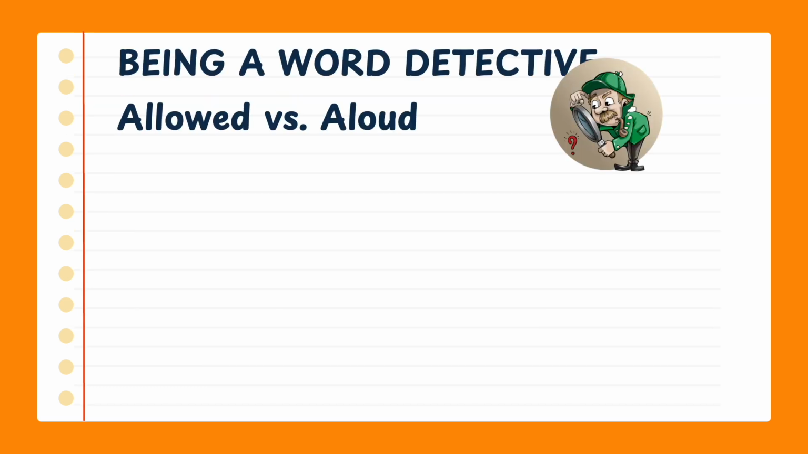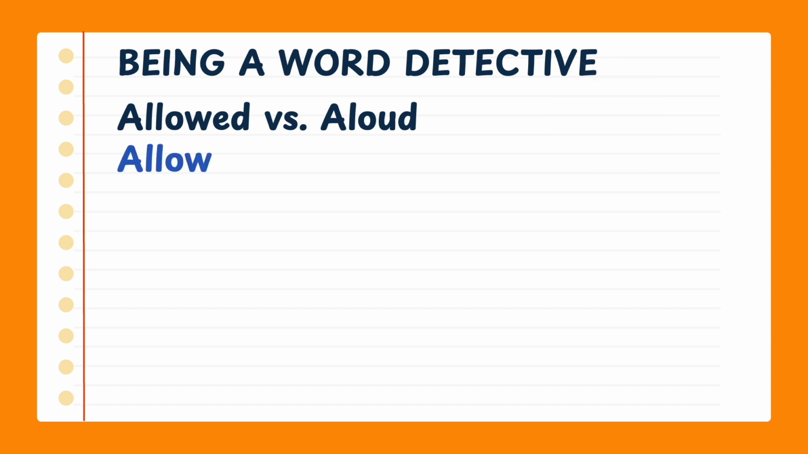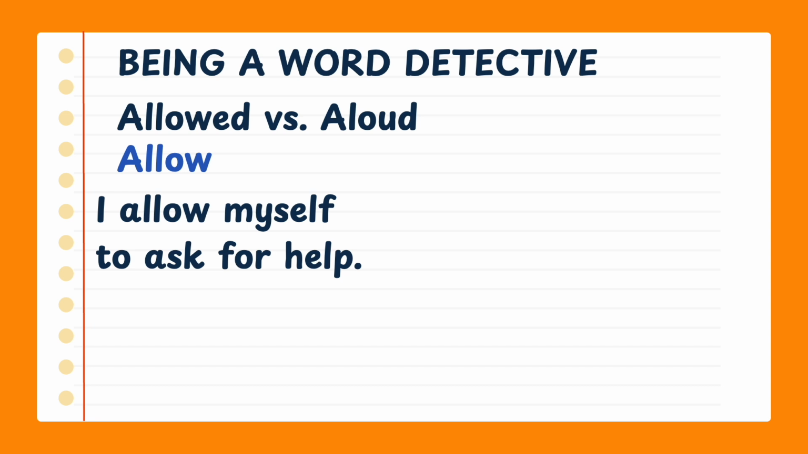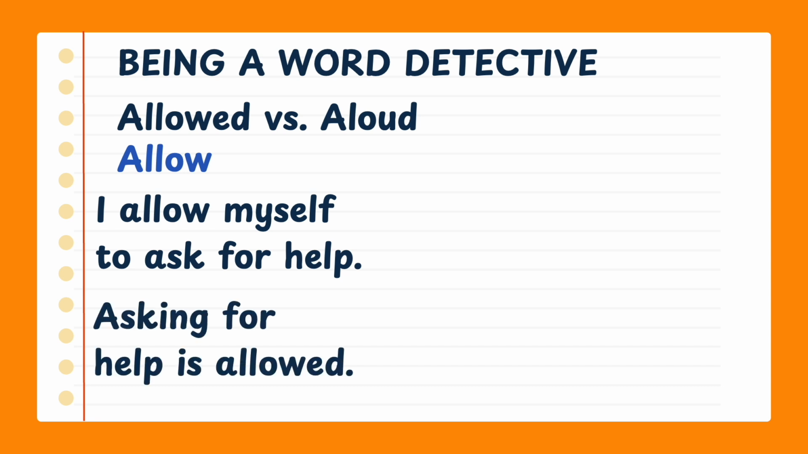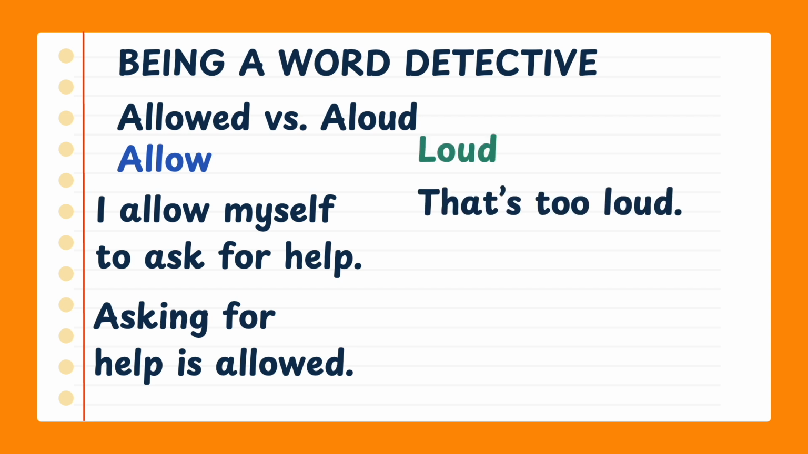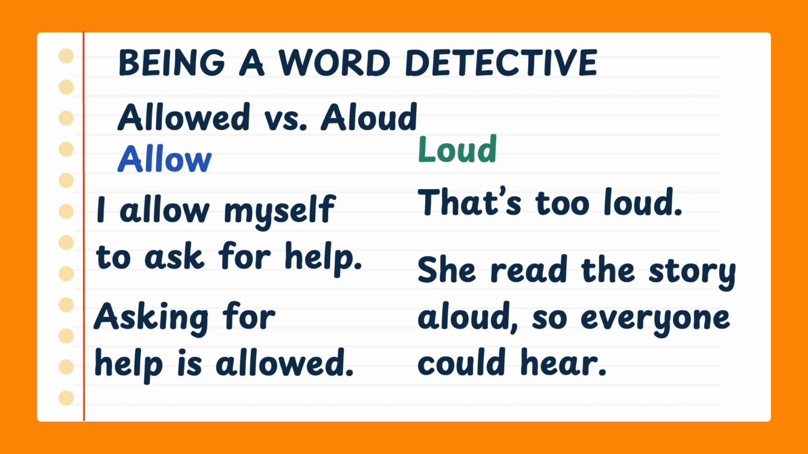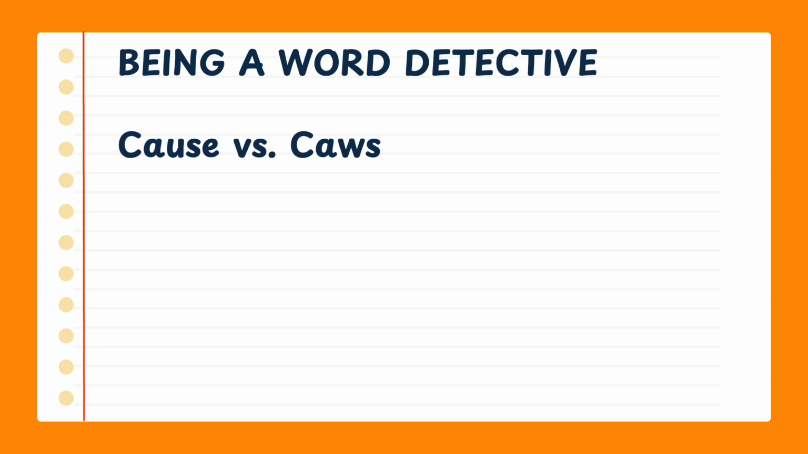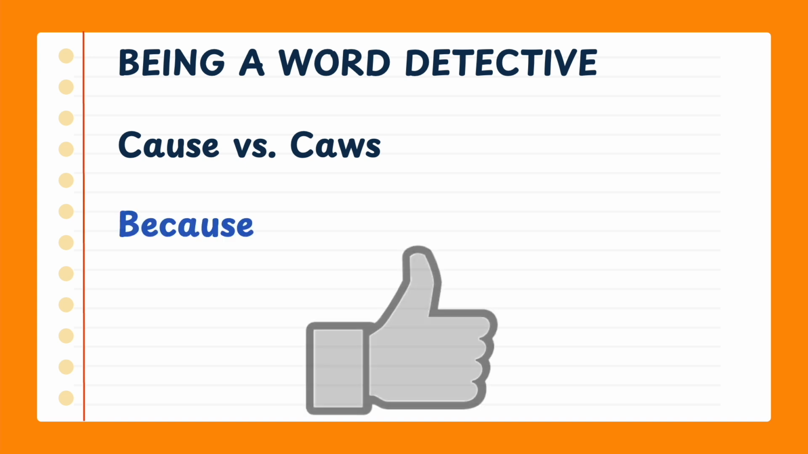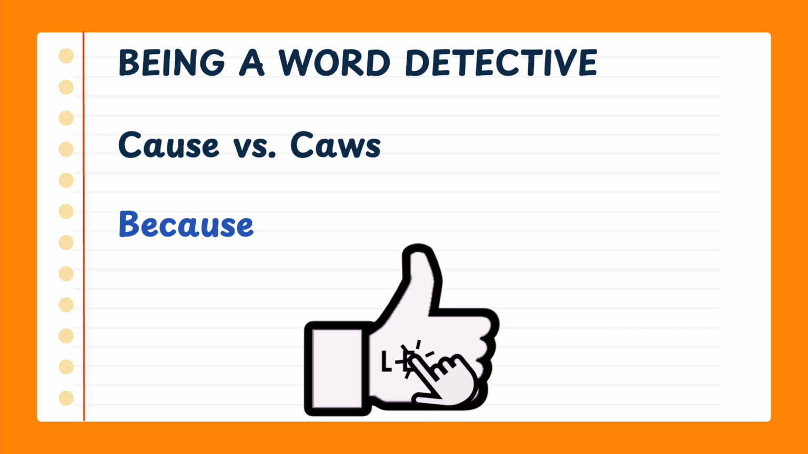Being a word detective. Allowed versus aloud. Allowed is linked to the word allow. I allow myself to ask for help. Asking for help is allowed. Aloud is linked to the word loud. That's too loud. She read the story aloud so everyone could hear. Cause versus cause. Cause is linked to the word because, which by the way means by cause, by reason.